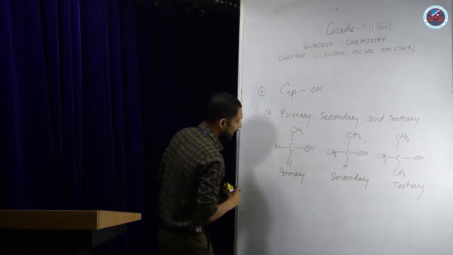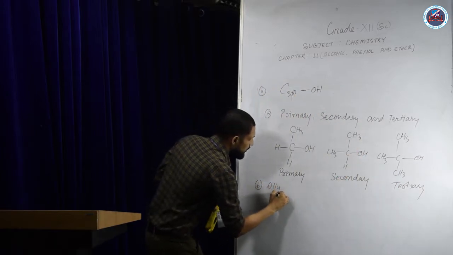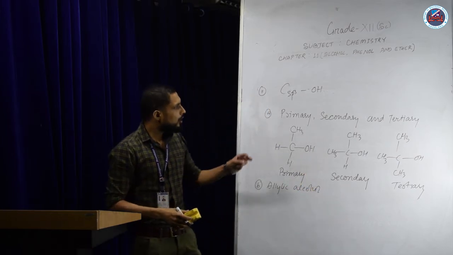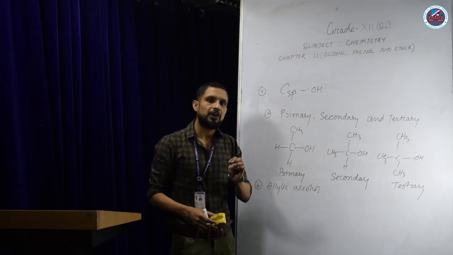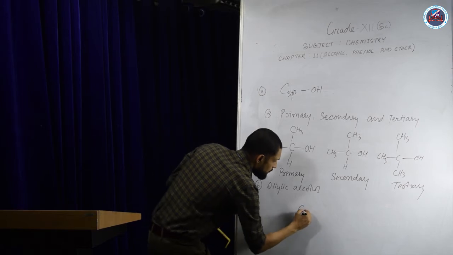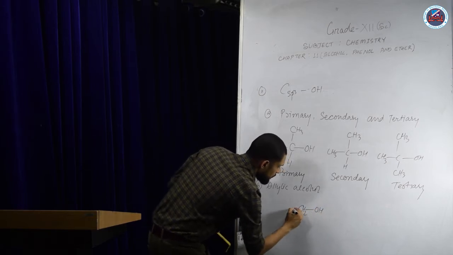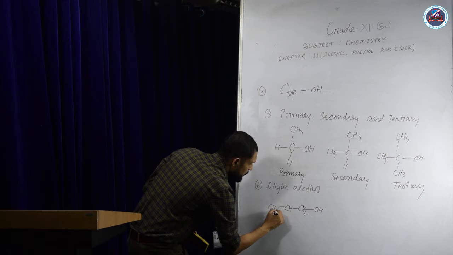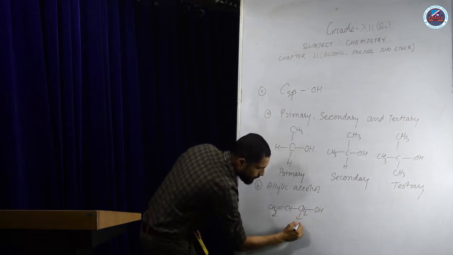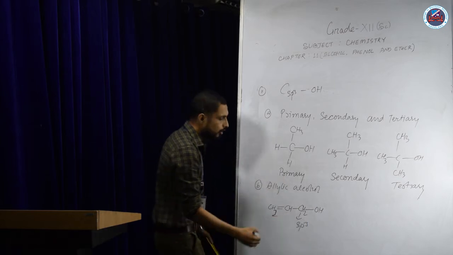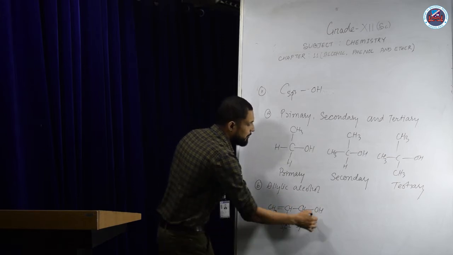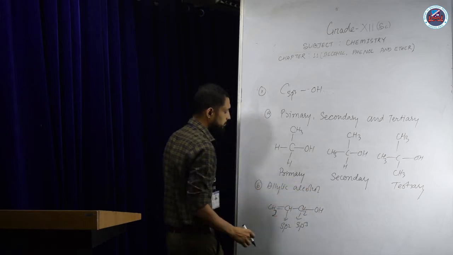Next is allylic alcohol. So in allylic alcohol, the OH group will be attached to sp3 carbon, which will be followed by sp2 carbon. So you can see here, OH is attached to this carbon, which uses sp3 hybridization, followed by a carbon which uses sp2 hybridization. So this is an example of allylic alcohol.